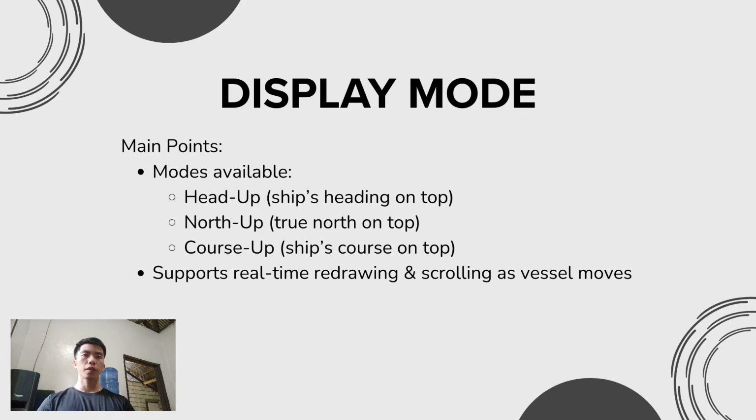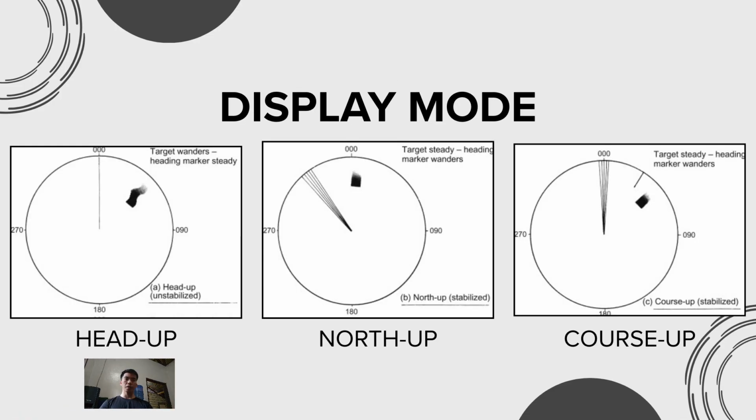There are only three. First is head up, ship's heading on top. Second, north up, true north on top. Thirdly, or lastly, course up, ship's course on top. This supports real-time redrawing and scrolling as the vessel moves. So I will provide you a visual aid, an image of the modes. As you can see, here are three display modes. First, you have the head up. Second, north up. And third, course up.